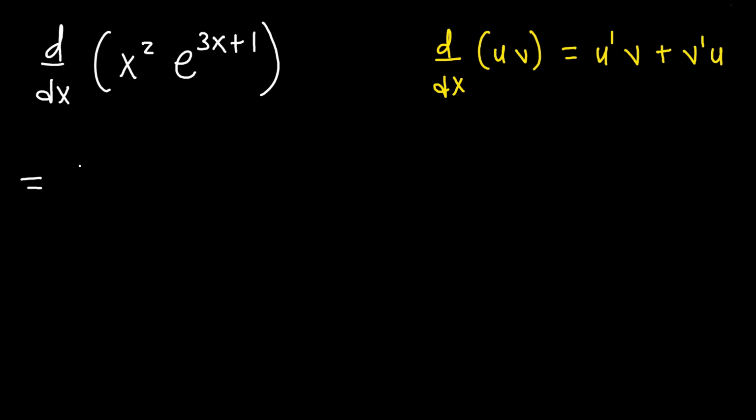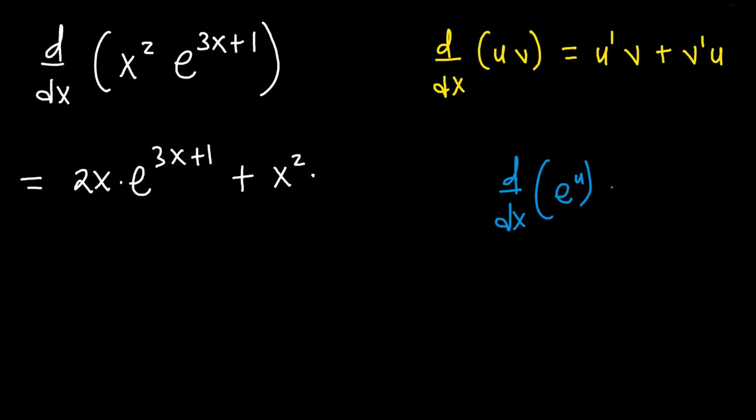So this will be equal to, if we differentiate x to the power of 2, we shall get 2x, and then we shall keep e to the power of 3x plus 1 constant, plus, now we shall keep x to the power of 2 constant, and then differentiate e to the power of 3x plus 1. And if you remember, we said that if you have the derivative of e to the power of u, this will be equal to u prime times e to the power of u. So in the case of e to the power of 3x plus 1, u will be equal to 3x plus 1. And so u prime will be equal to, if you differentiate this, you get 3. So this will be u prime, which is 3, and then times e to the power of u.